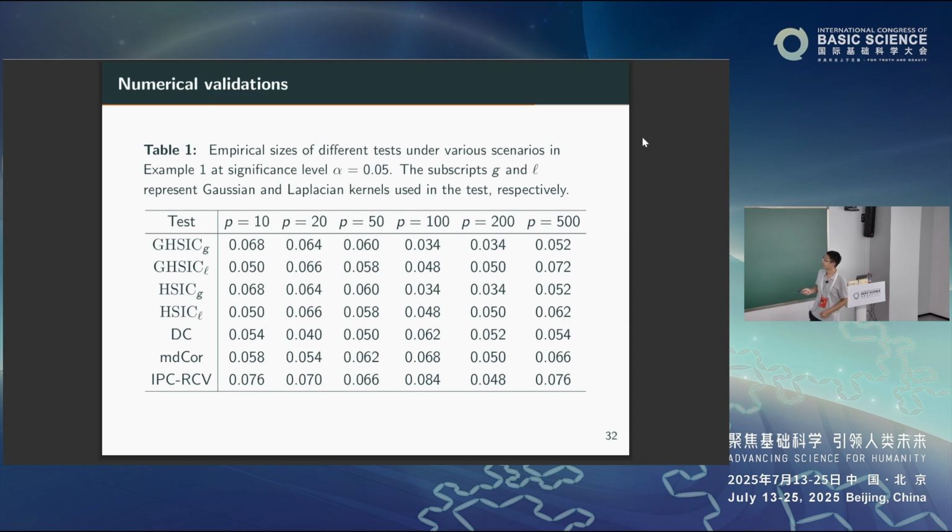We can see that all these methods can control the empirical type 1 error rates. More importantly, we can see that our generalized HSIC and the traditional HSIC have almost the same type 1 error rate. This confirms what we have shown, that the asymptotic distributions of the generalized HSIC adaptive test and the traditional HSIC are exactly the same.